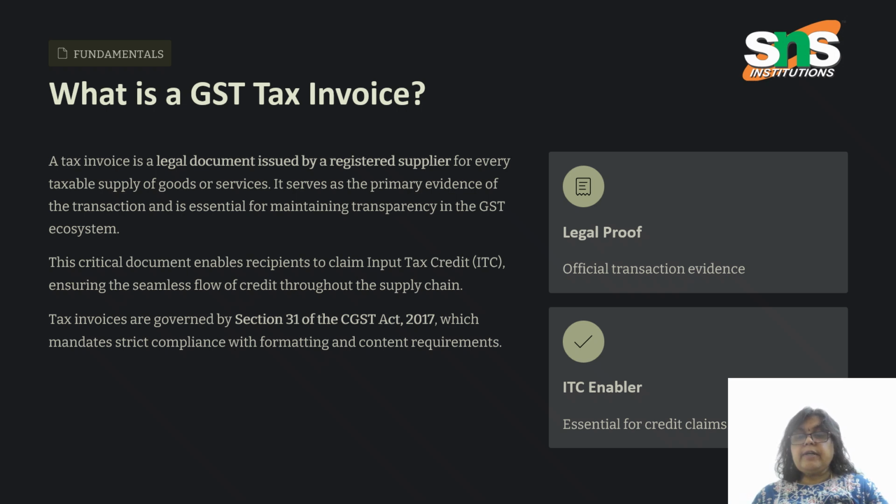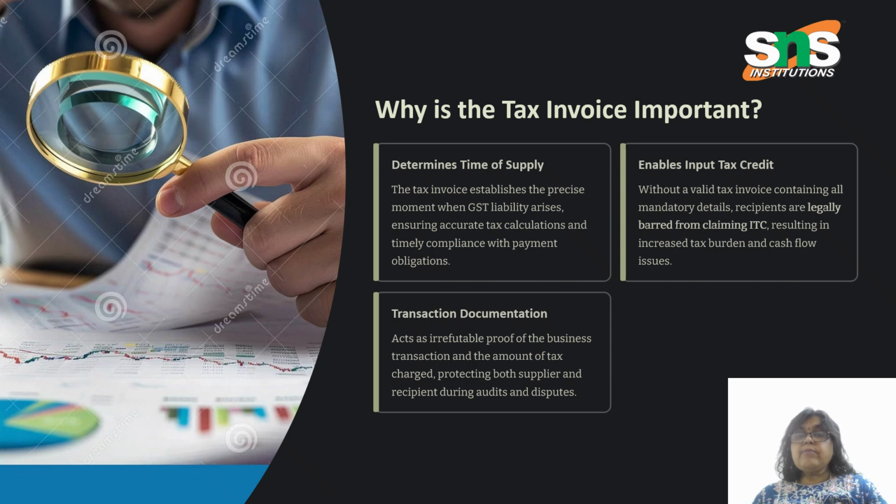So this input tax credit also is very important. It essentially requires a tax invoice. The invoice determines the time of supply, because in the invoice we have the date and time. If it is a computer generated bill, we can find the time also. Without a proper tax invoice, we cannot determine the input tax credit also.